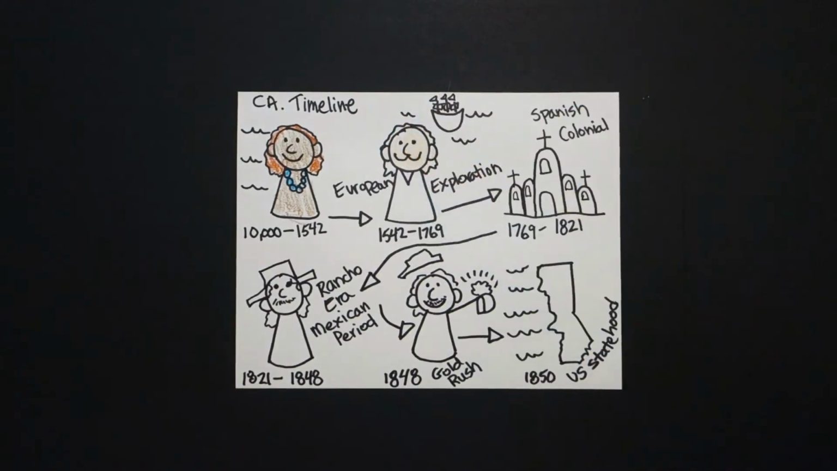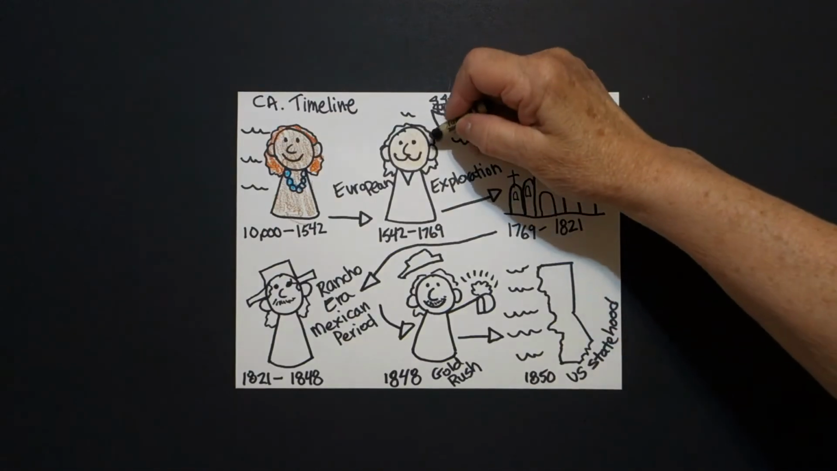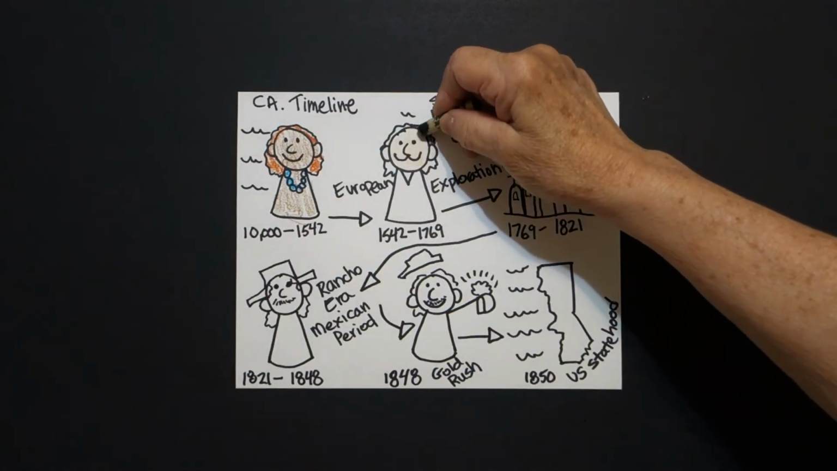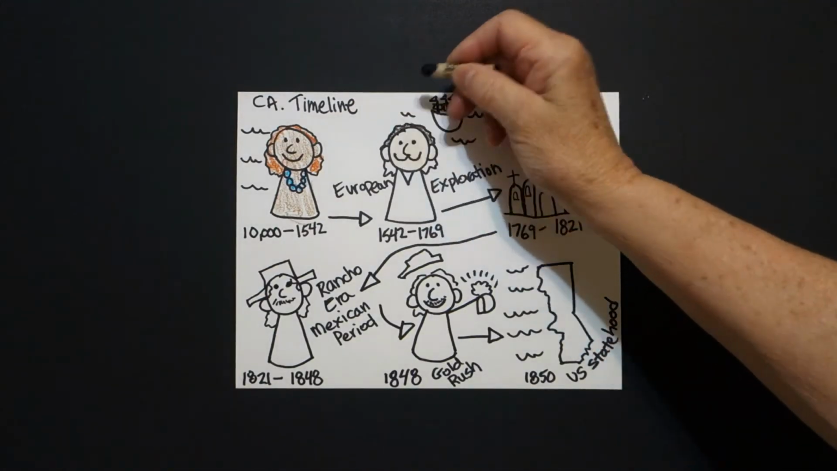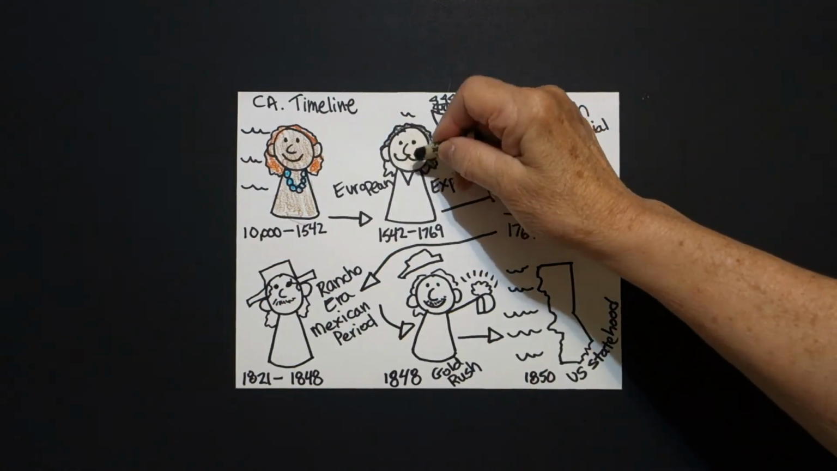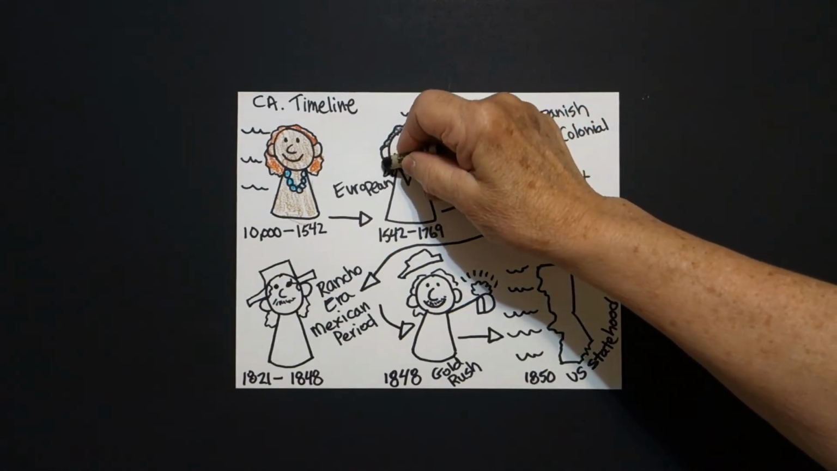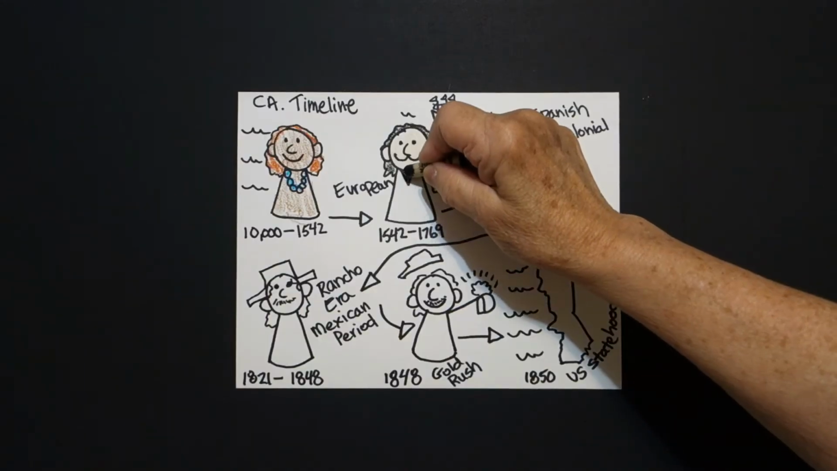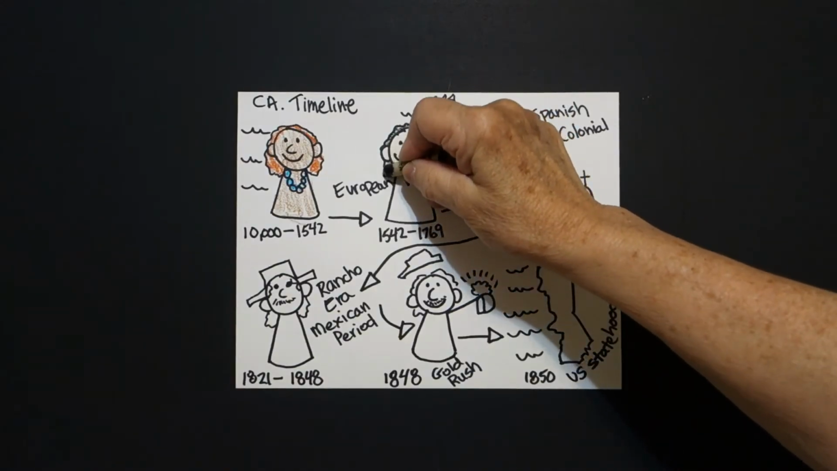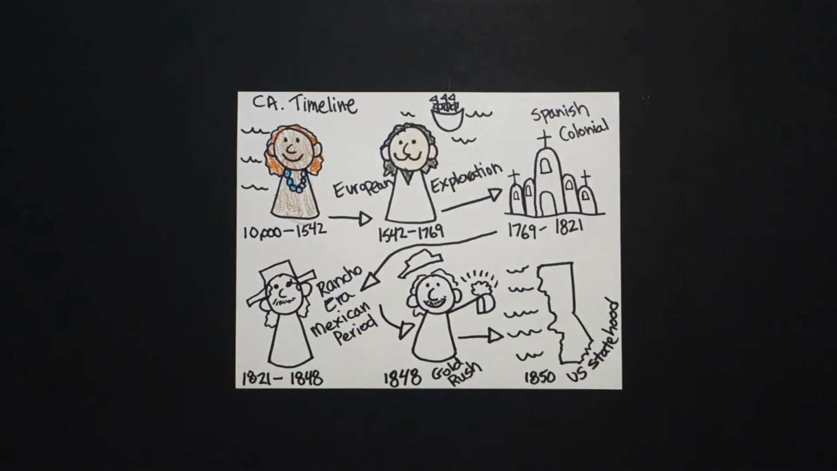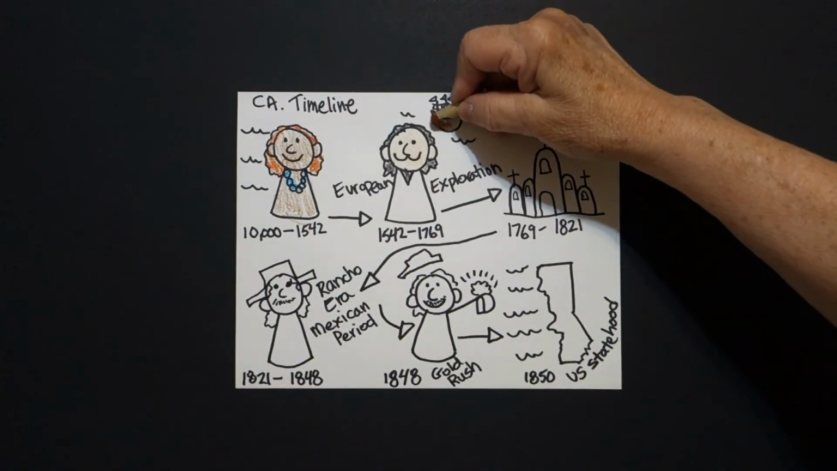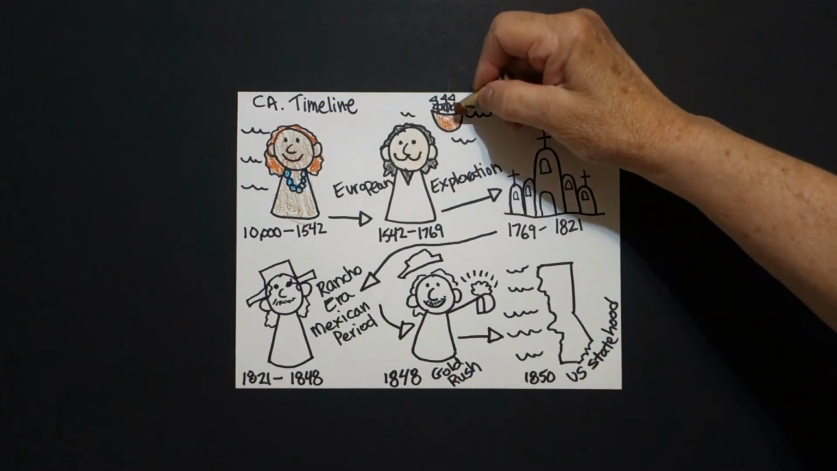The Europeans showed up, and what did they bring? All kinds of diseases. Plus, they tried to enslave the Native Americans. I shouldn't say tried, they did enslave. This is his pointy beard. And how did they come in? They came in off of the ocean.